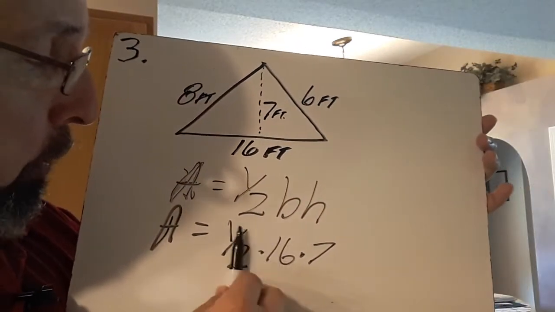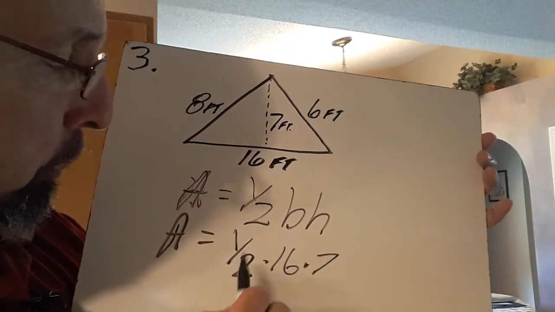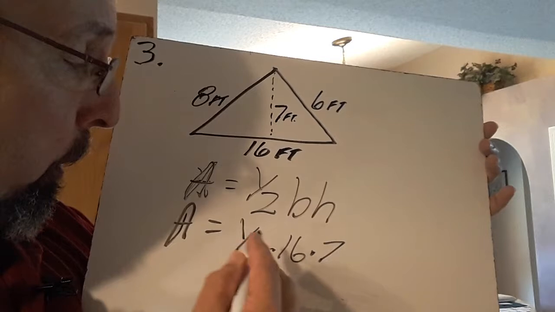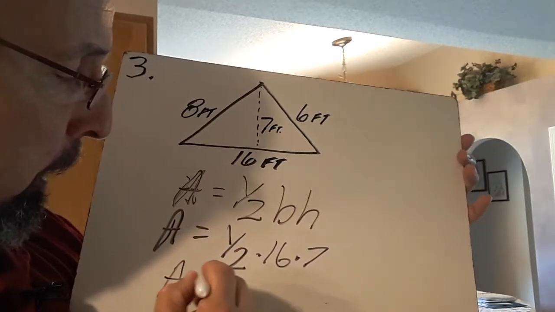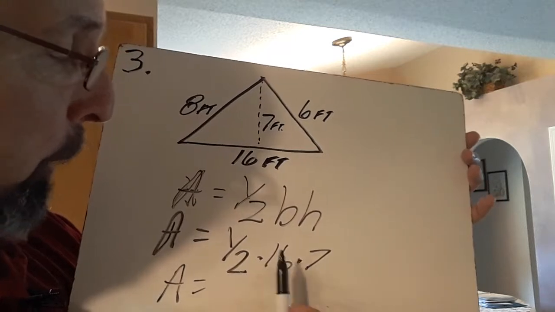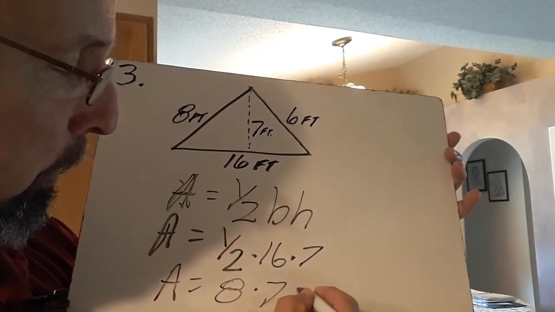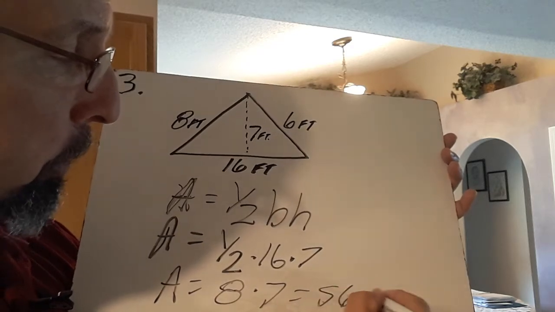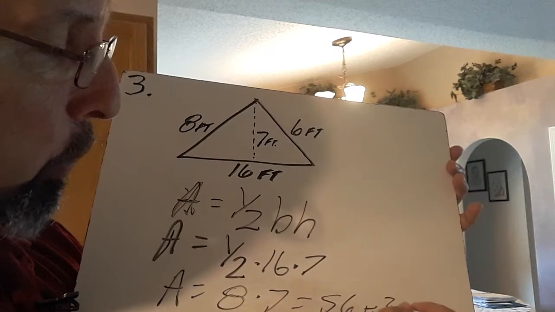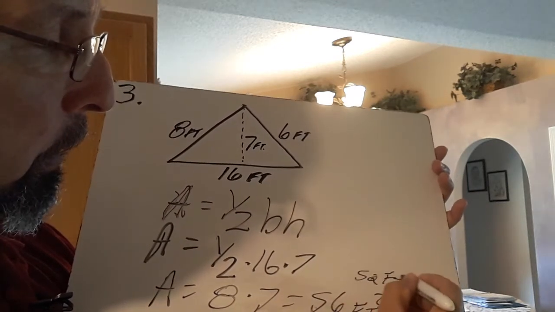Remember, it doesn't matter which order you multiply these in. I can take 17 times 6 and divide it by 2. Remember, multiplying by half is the same as dividing by 2. So, I could say area equals, I could take 1/2 of 16 and multiply it by 7. Well, I know what half of 16 is. So that's 8 times 7, which equals 56, and it's feet squared, or square feet.